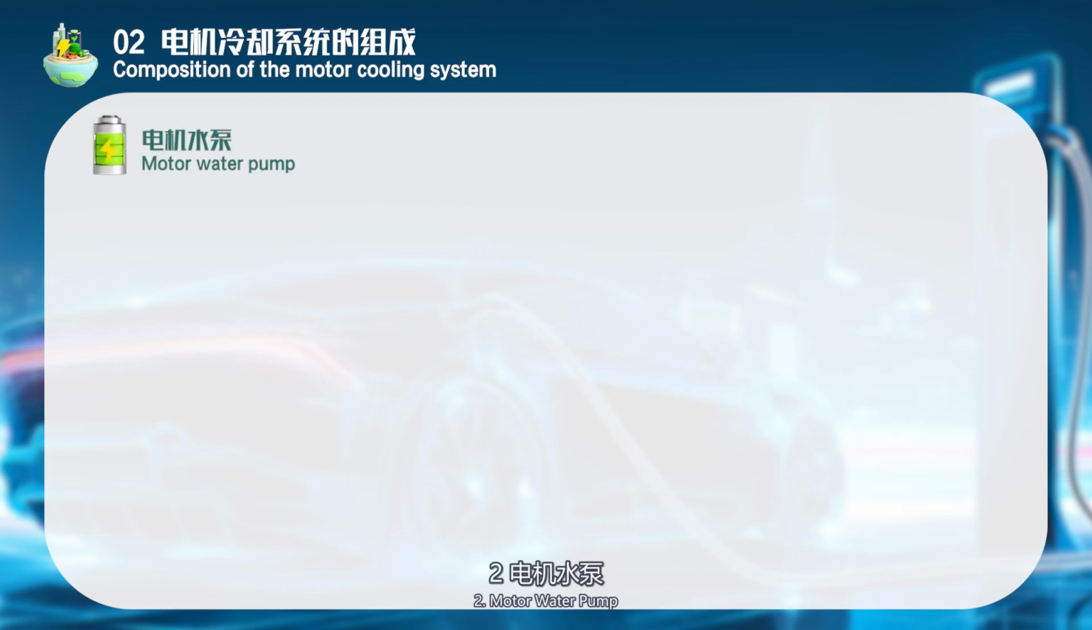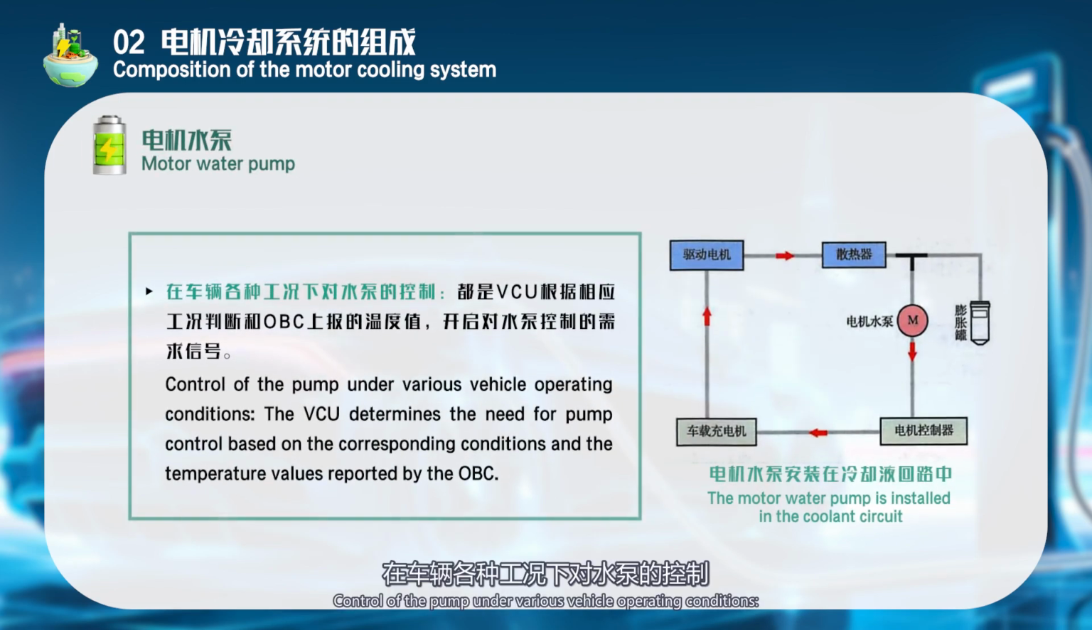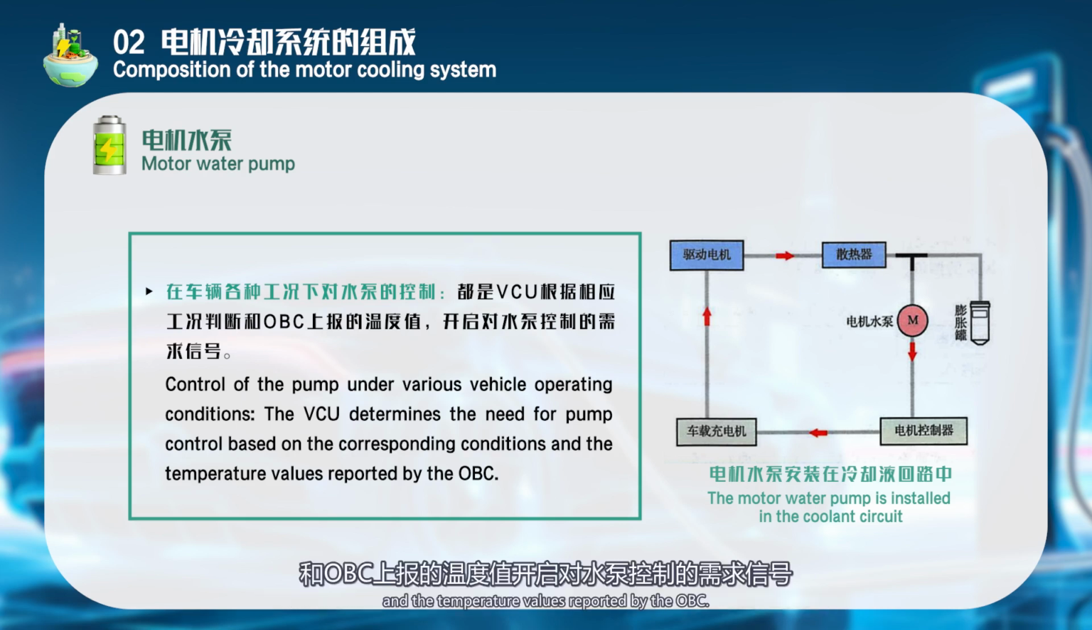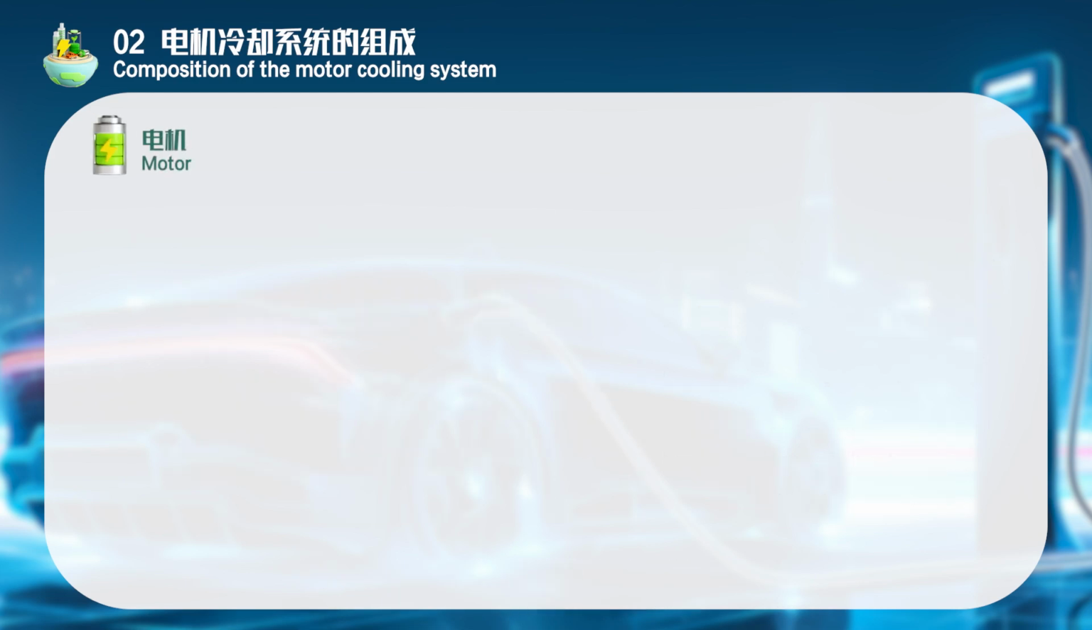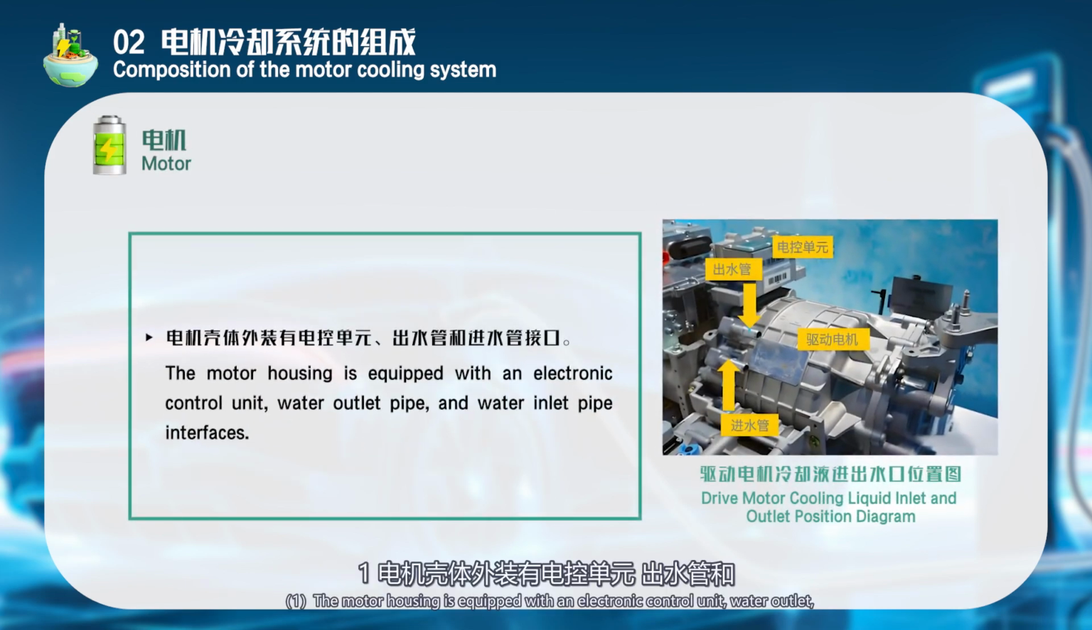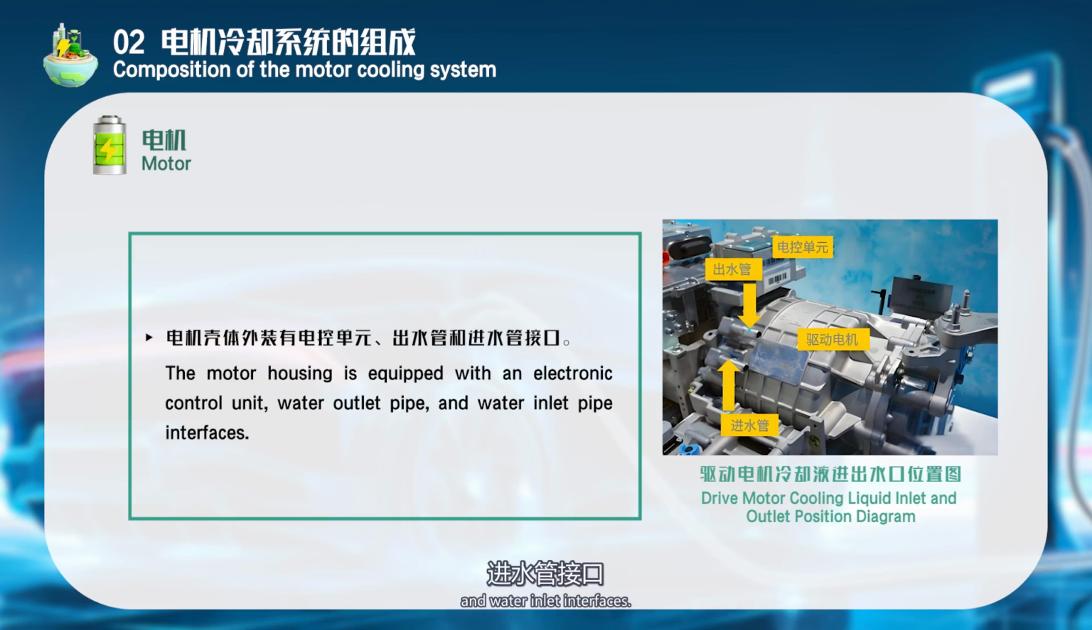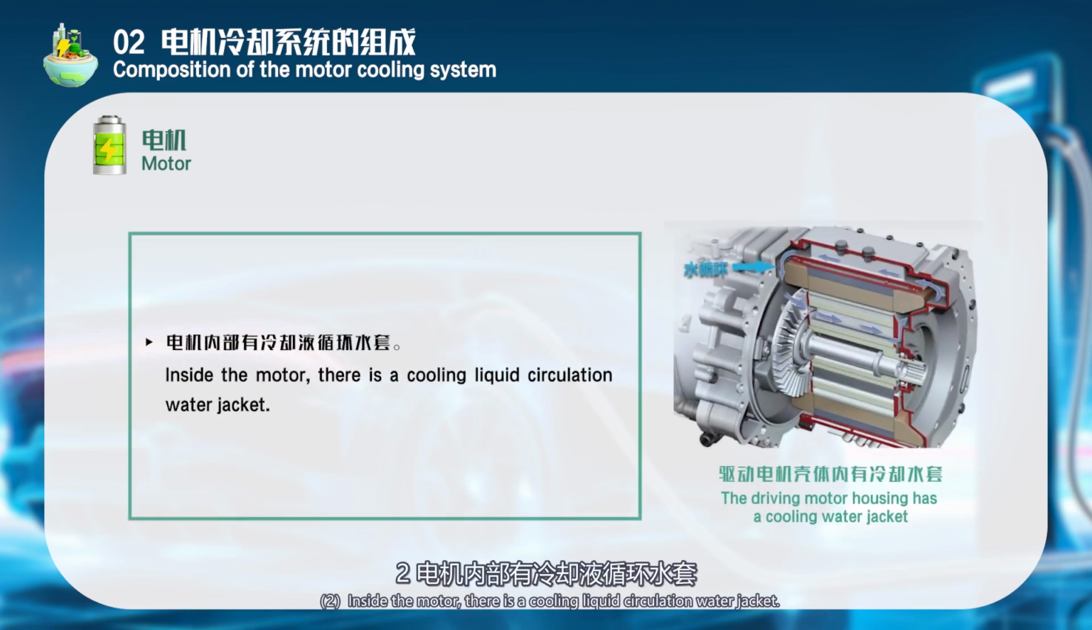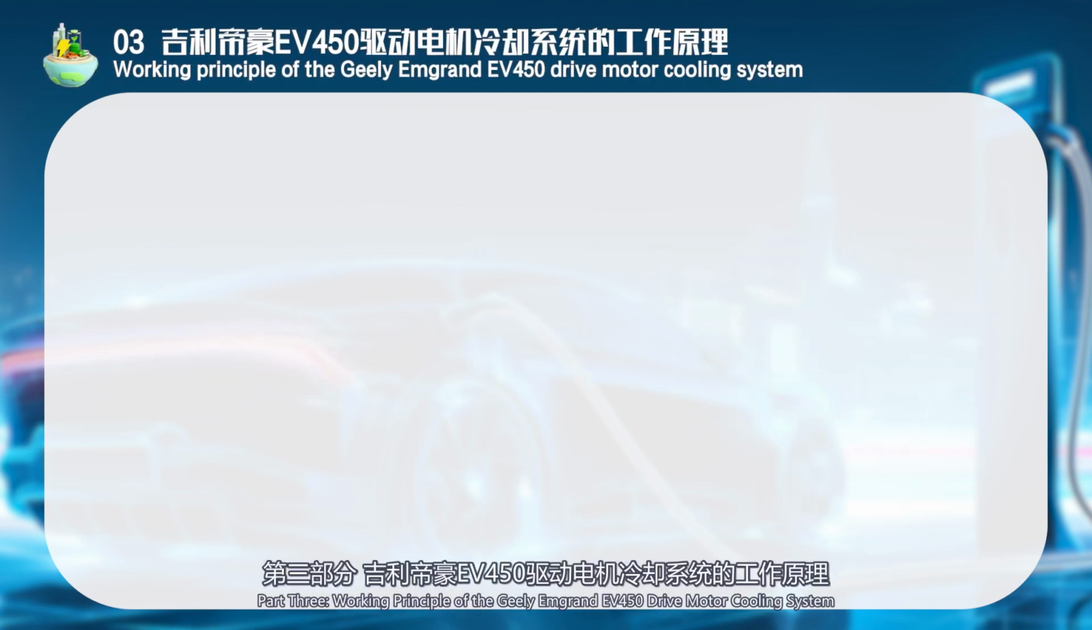2. Motor water pump. Control of the pump under various vehicle operating conditions. The VCU determines the need for pump control based on the corresponding conditions, and the temperature values reported by the OBC. 3. Motor. 1. The motor housing is equipped with an electronic control unit, water outlet, and water inlet interfaces. 2. Inside the motor, there is a cooling liquid circulation water jacket. Part 3. Working principle of the Geely Emgrand EV450 drive motor cooling system.